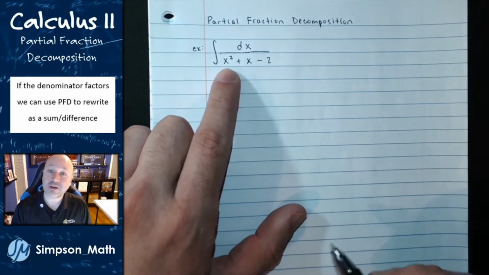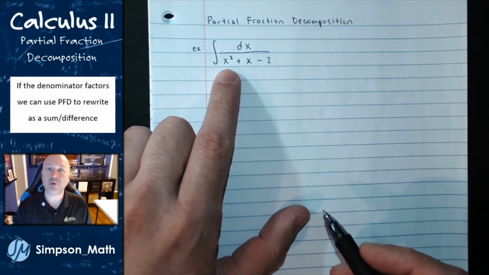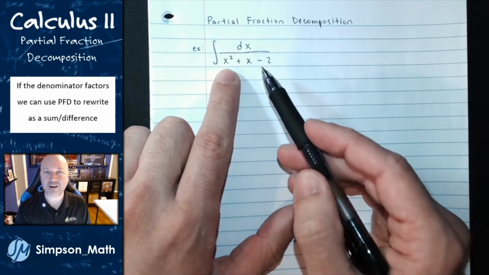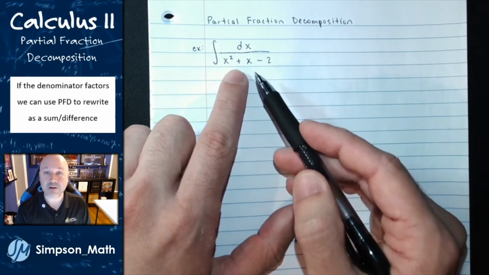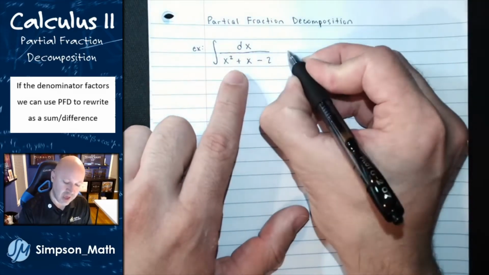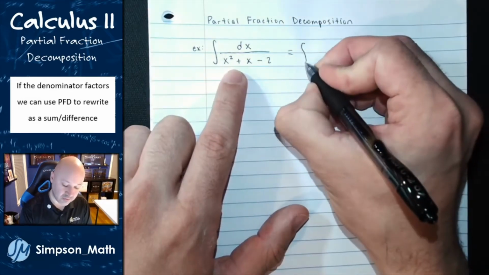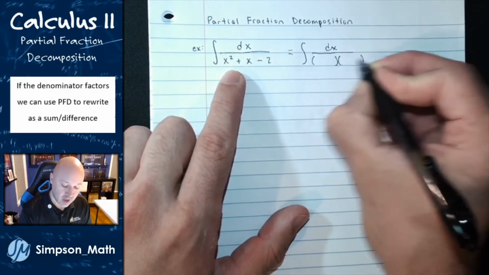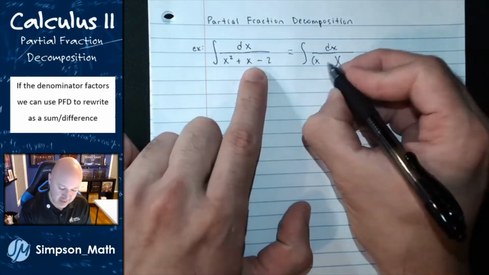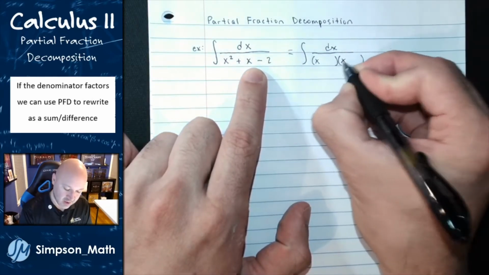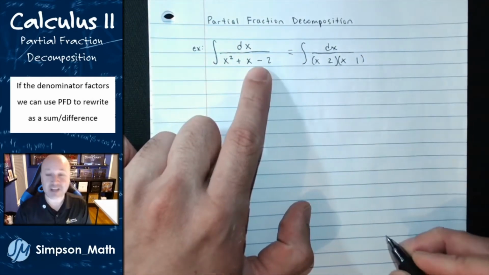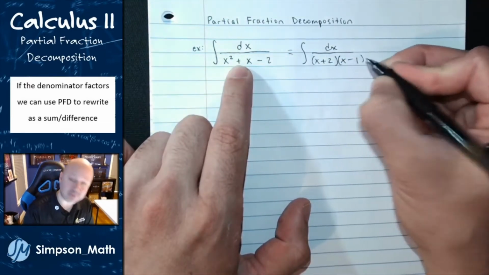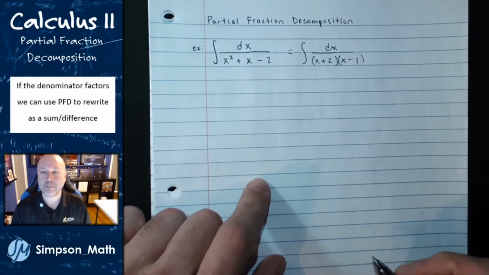Oh yeah, we could try to complete the square in order to set it up that way, but we use completing the square when we can't factor the denominator. This denominator is factorable. I can rewrite this as the integral of dx over the product of x and a 2 and 1. The signs are different, and the bigger one needs to be positive. So x plus 2 and x minus 1.